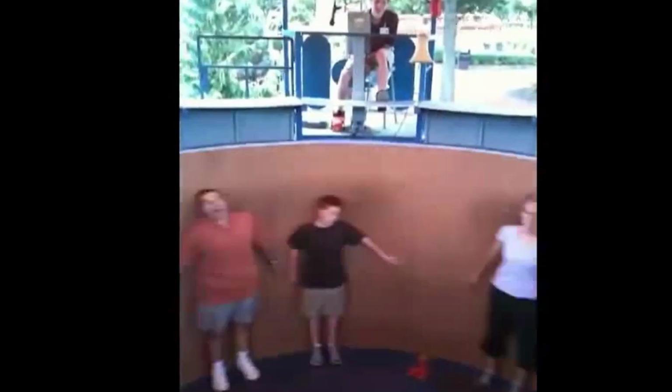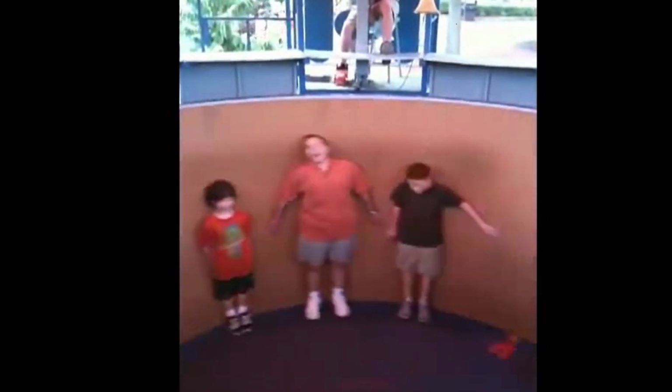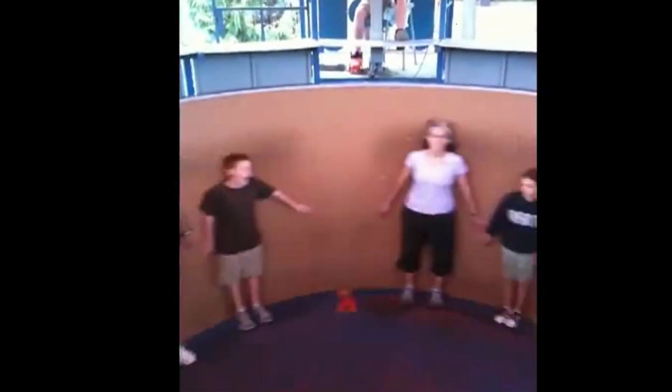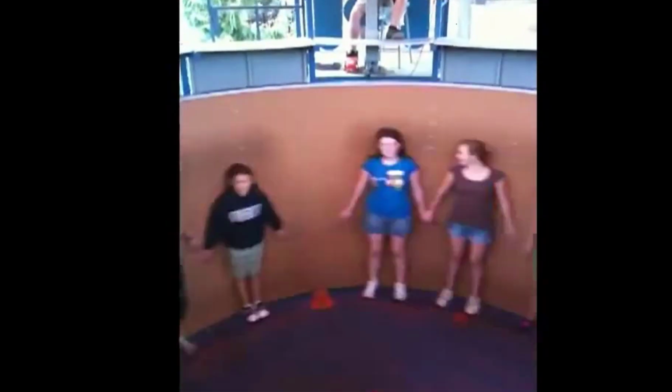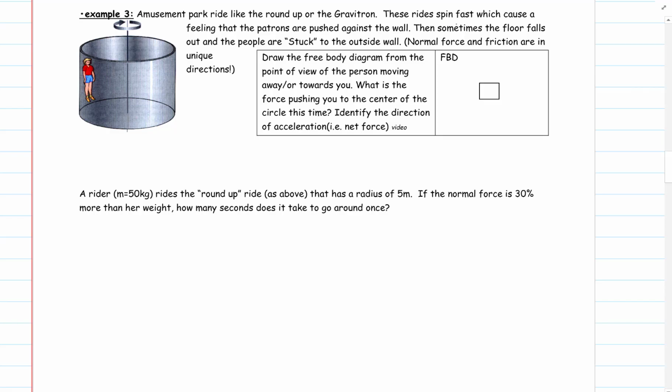Faster and faster. They feel that they're being pushed against the wall harder, and then at a certain point, the floor falls out and goes down. You don't want to hear the scream.